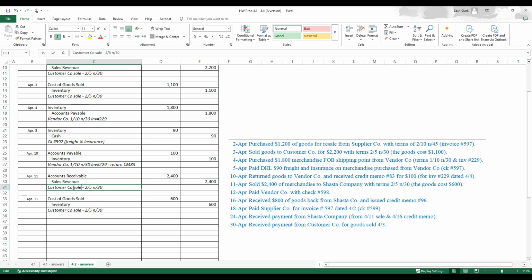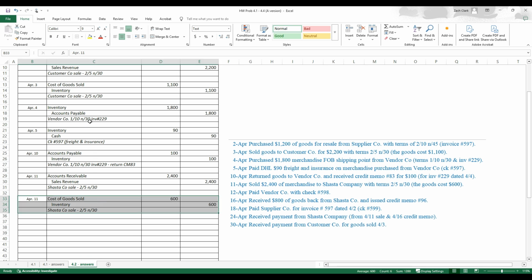And so all we really need to do is update our explanation. We'll say this was Shasta Company, and it's got 2.5 net 30, so that's the same. Shasta Company. Great. All right, so got that done. Now we paid Vendor Co. with check number 598. So let's take a look at our payment here.